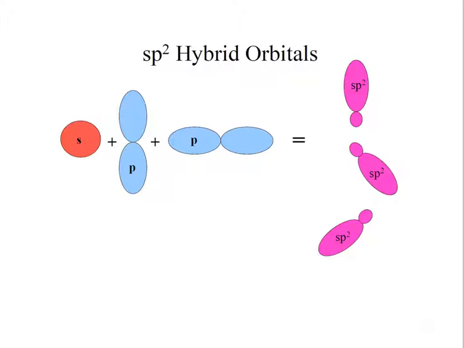So if you combine 1s with 2p orbitals, you get 3 identical sp2 hybrid orbitals. The large lobe of the sp2 orbital is the part that overlaps with the bonding orbital of the terminal atom. As the shared electrons spend 95% of their time in this part of the orbital, the shape is reasonable. Both shared electrons will spend the majority of their time between 2 nuclei and only a short time in the small lobe on the other side of the central atom's nucleus.